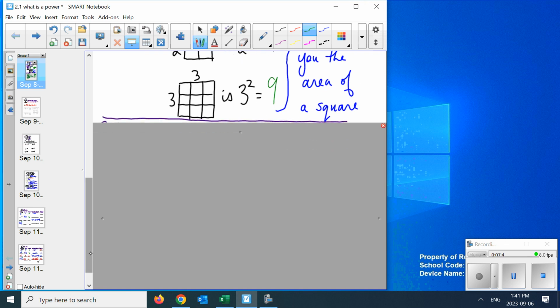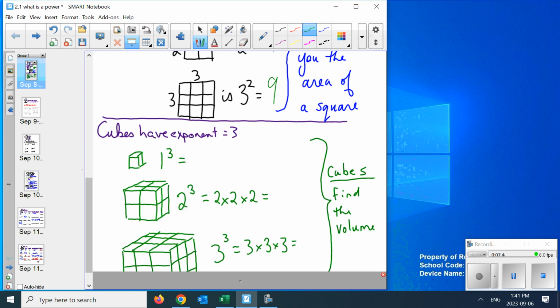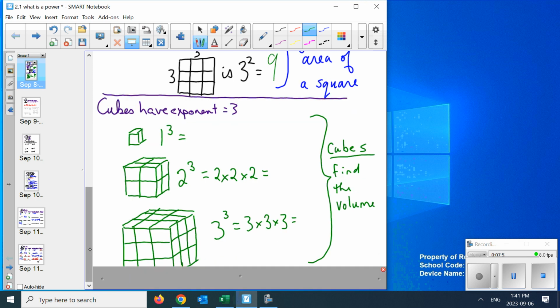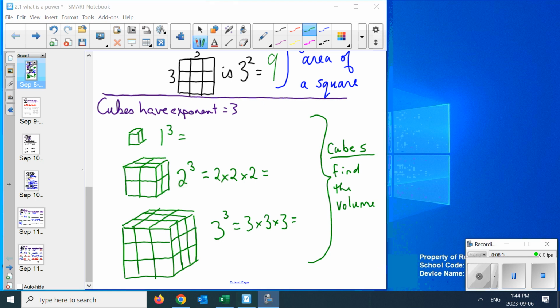Now, if those are squares, what do you think a cube is? Those are exponent 3. I've drawn it in 3D, and I don't know how good your 3D drawing is. Mine's mediocre at best. They describe not area, but volume: how much space something takes up. While you're jotting this down, I'm going to get out some cubes. So do your best with the 3D drawing.